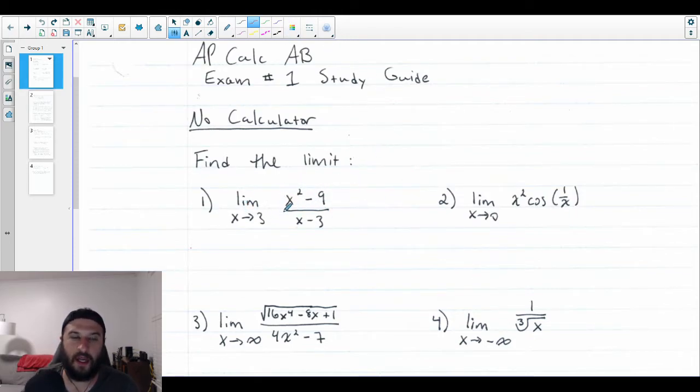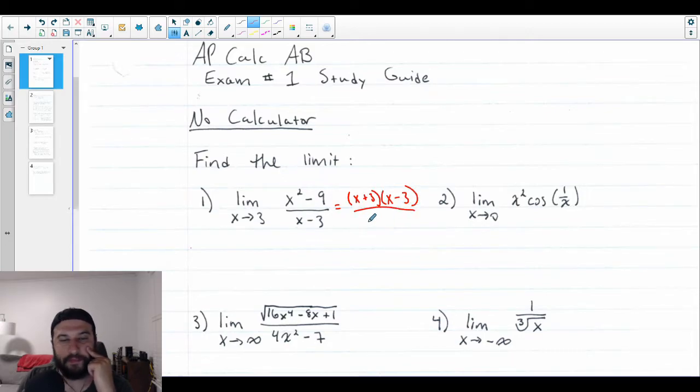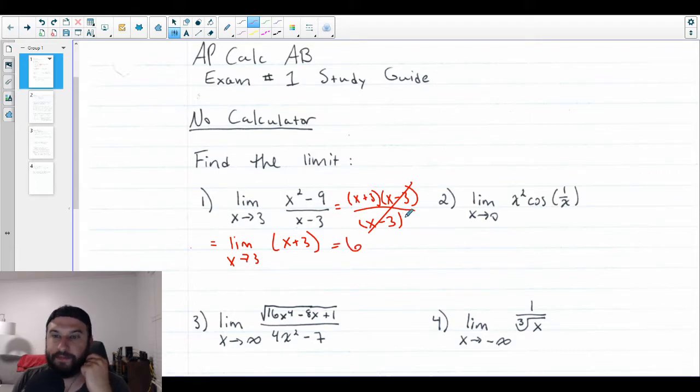First one, limit as x approaches 3 of x squared minus 9 over x minus 3. If I plug 3 in, I'm going to get 0 over 0, so I know I need to do something else. So I'm going to factor here: x plus 3 times x minus 3, difference of squares, that's easy. Right, the x minus 3's cancel, so this is the same as the limit as x approaches 3 of x plus 3, which is 6. Easy.